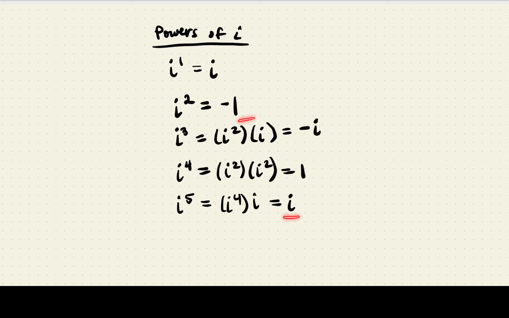I, negative 1, negative I, 1. So this repeats over and over again. You can compute some of those for yourself if you'd like to see. So next, we have complex numbers, or we have imaginary numbers and real numbers. We're going to put those together to form what are called complex numbers.